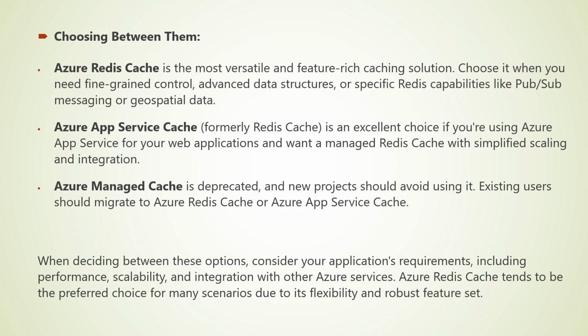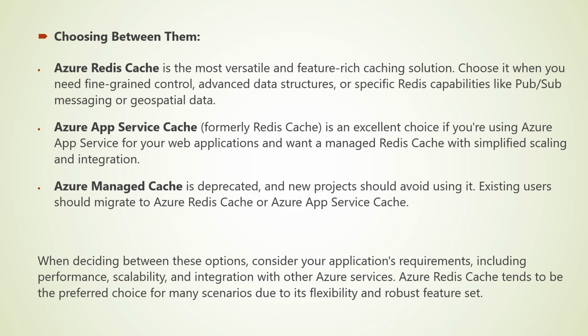Azure Redis Cache is the most versatile and feature-rich caching solution. Choose it when you need fine-grained control, advanced data structures, or specific Redis capabilities like pub/sub messaging or geospatial data. Azure App Service Cache, formerly Redis Cache, is an excellent choice if you're using Azure App Service for your web applications and want to manage Redis Cache with simplified scaling and integration.